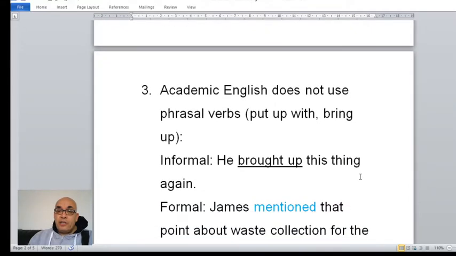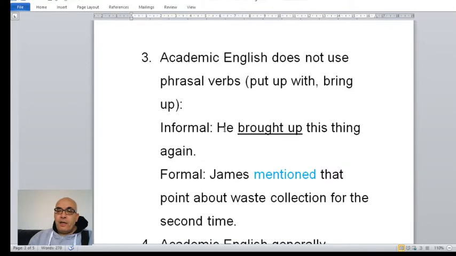Academic English does not use phrasal verbs. So put up with, bring up, etc. We have so many phrasal verbs, and there is a dictionary of phrasal verbs. So we don't use these in academic English. So he brought up this thing again. Brought up is a phrasal verb.